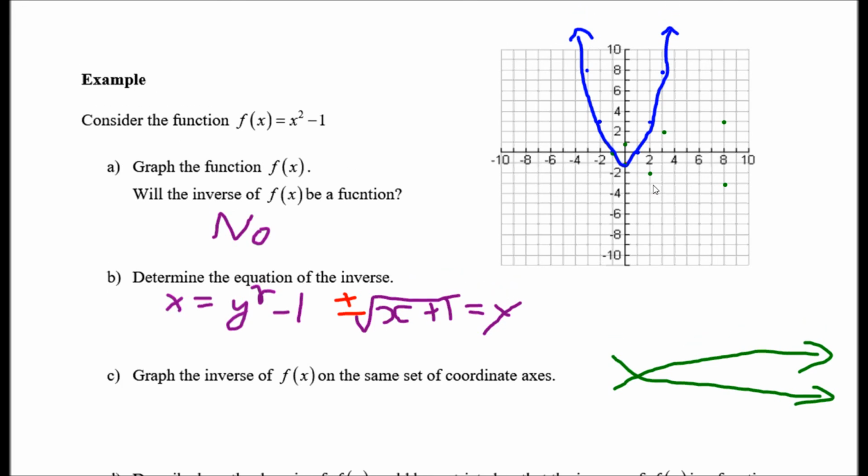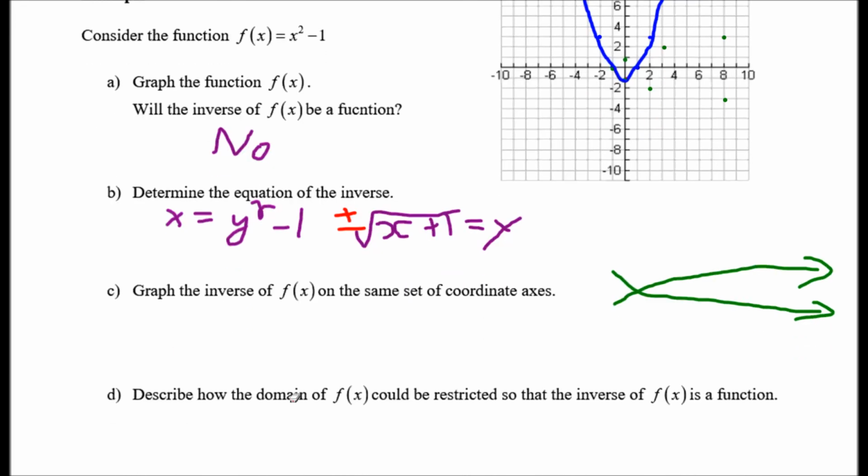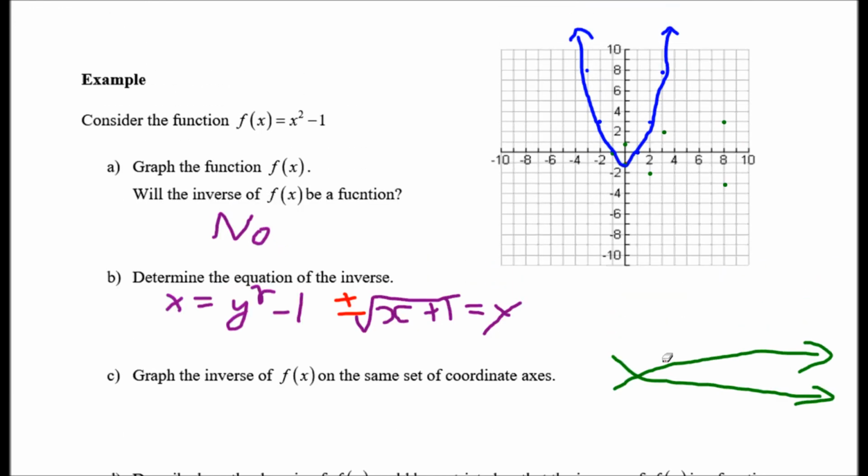My example is this. Let's assume that I had some sort of cancerous growth in my wrist. Would they get the cancerous growth if they cut off my arm at my elbow? Yeah, that would be enough. Could they cut off my arm at my shoulder? Yeah, more than enough. Would they get it if they cut off my fingers? No, that's not enough because it's in my wrist. So the key to this, describe how the domain could be restricted so that the inverse is a function, as long as you cut off at least half the graph.